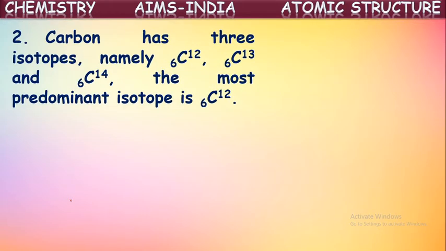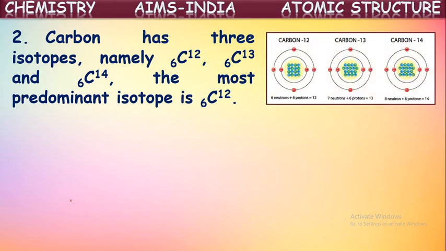Let us see one more. The element carbon also has three isotopes. They are namely carbon 12, carbon 13 and carbon 14. These three are the isotopes of carbon. Where do they differ? They all have the same number of protons in their nucleus. That means the atomic number is the same.